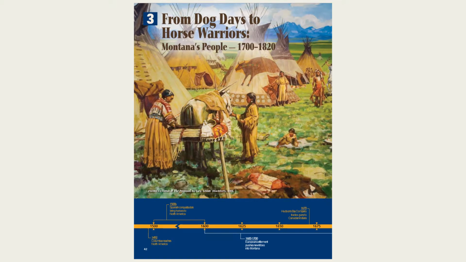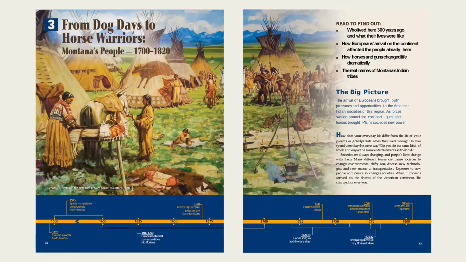So we've spent some time talking about lexiles and different ways in which texts are complex. The Lexile formula is one form that's used for determining text complexity, but I want to take a minute to look deeply at Montana Stories of the Land. For this purpose, we're going to look at Chapter 3, From Dog Days to Horse Warriors, Montana's People, 1700 to 1820.